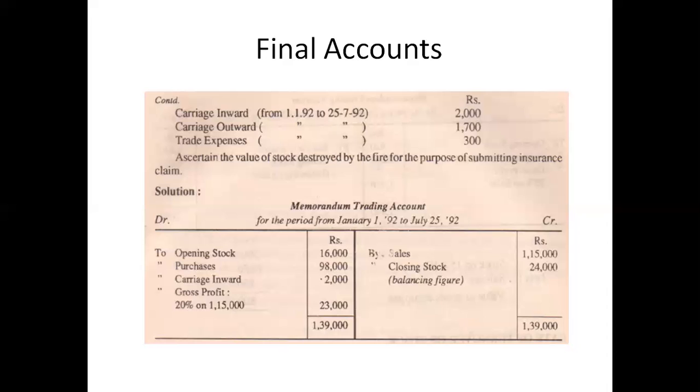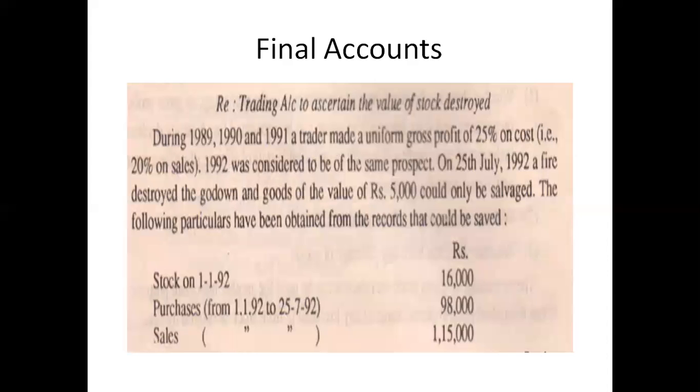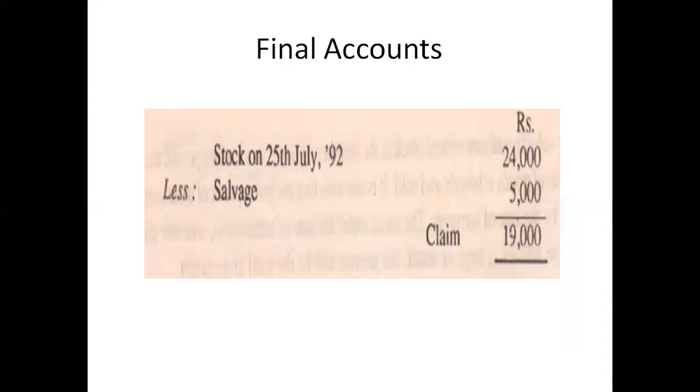Now for the period from January 1, 92 to July 25, 92. Now this is only to ascertain the value of the closing stock. So you have to write memorandum trading account. Now to opening stock, as we can see from the problem, it is 16,000.